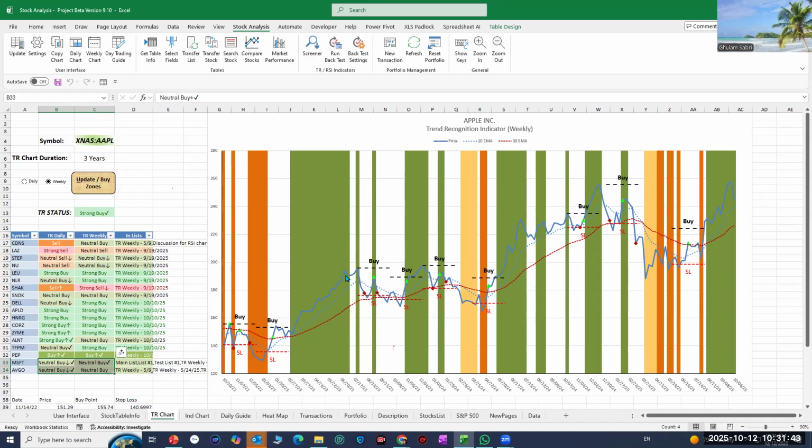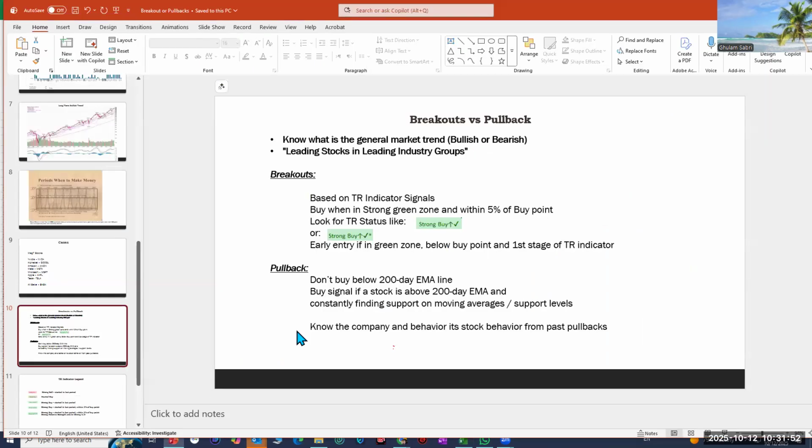Another strategy is to let the stock come down to a support level, some good moving average, which we identify. And now for the breakout, we use the TR indicator signal. We buy when the strong green zone appears, that is the strong momentum zone, and within 5% of that buy point. We want to look at our TR status like this. That is a strong buy in a zone.